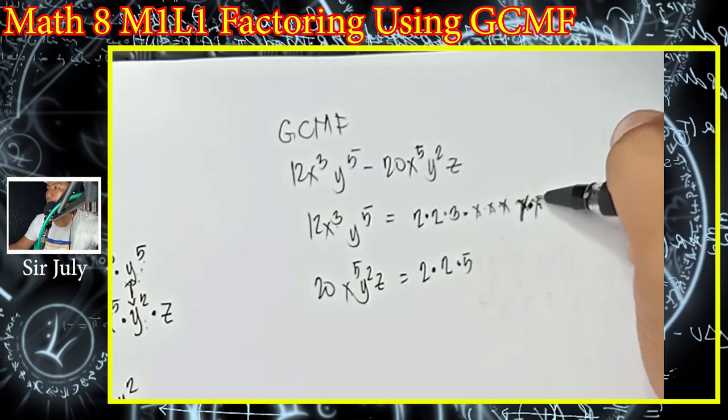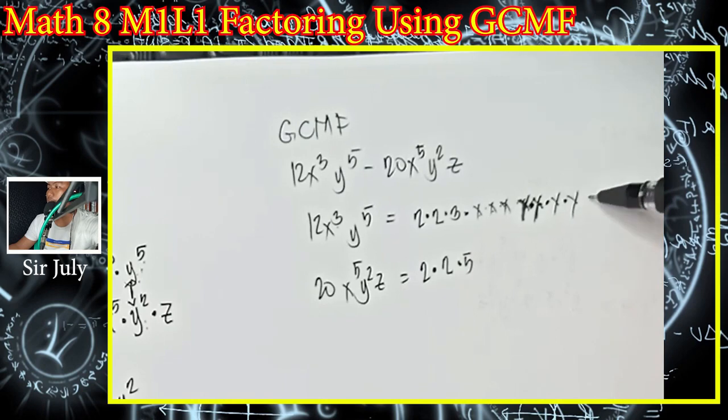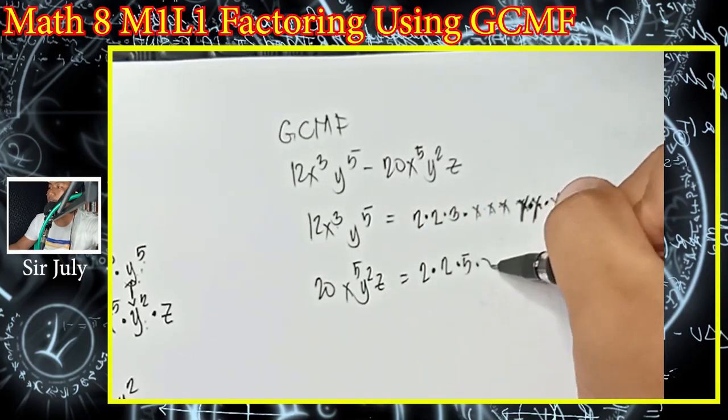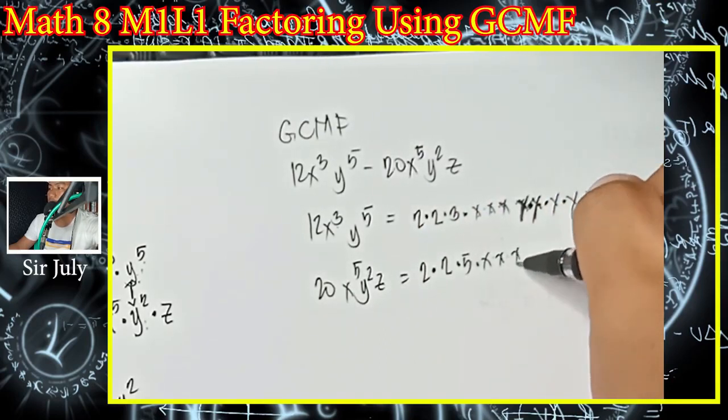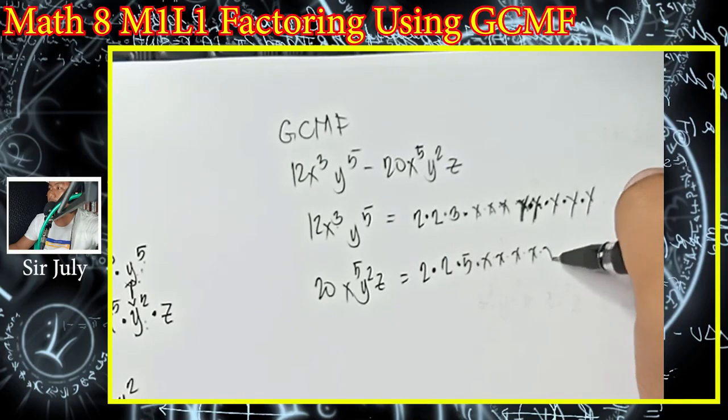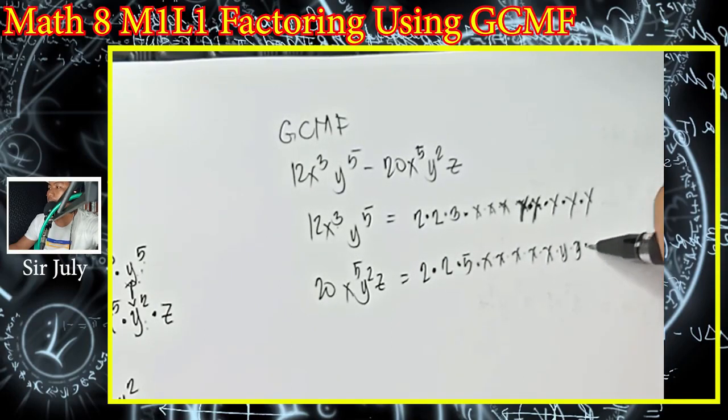Ito na yung minsan nakakalito sa ganitong method, yung tinatawag nating common method. Nakakaduling siya kapag isusulat natin ganyan. Okay lang dito kasi maliit yung exponent natin. And then y raised to 5, ibig sabihin y times y times y times y times y. So 5y. So ganun din sa baba. 5x and then 2y times y times y times z.